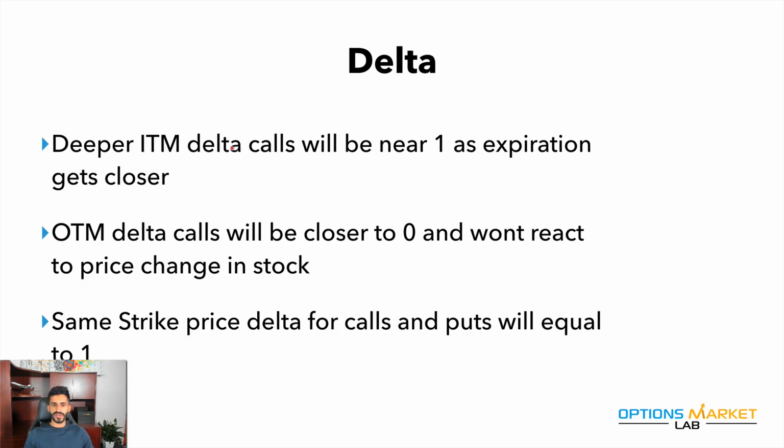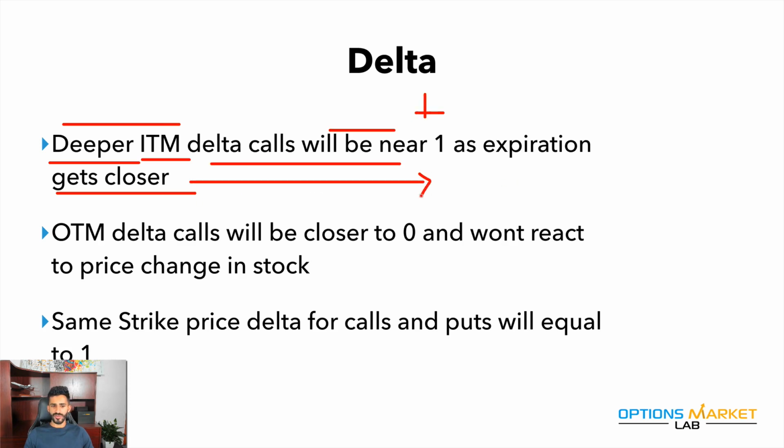Now, a few things to understand about delta. For deeper in the money calls, delta will be near 1 as expiration gets closer. If your option contract is in the money, your delta will be near 1 as you get closer to expiration. Out of the money, delta for calls will be closer to 0 and won't react to price change in the stock. So if your option contract is out of the money, your premium will not fluctuate much in price because it's extremely out of the money, especially if it's close to expiration.